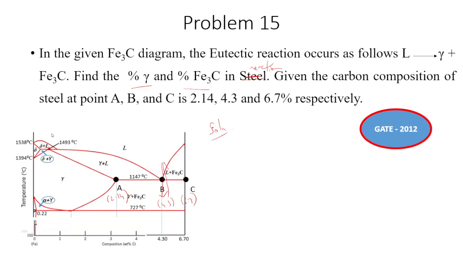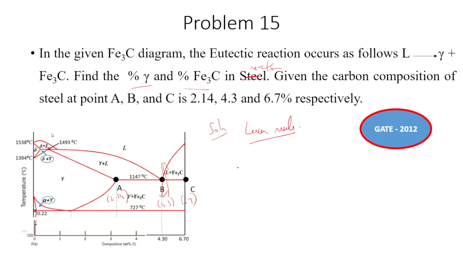Is gamma 52.6%? Yes, exactly. And this one, ferrite, cementite, Fe3C, is 47.37. Perfect. So how did we do this? It is the lever rule only.